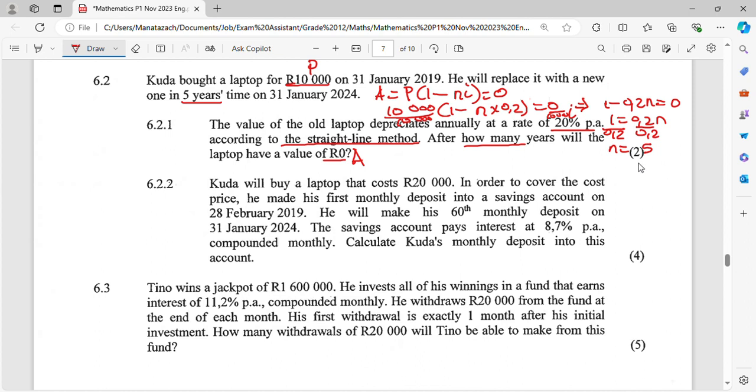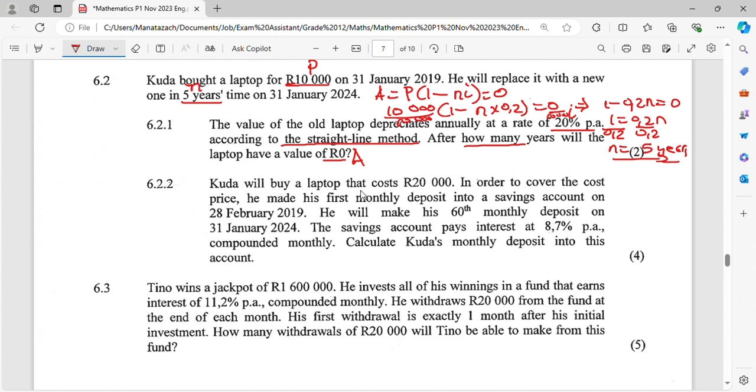So that's 5 years. That means in exactly this time span here of 5 years, the laptop would have depreciated through a straight line method to 0. So this should be the answer. So I'll just write here 5 years. That's it. Now let's move on to the second question.